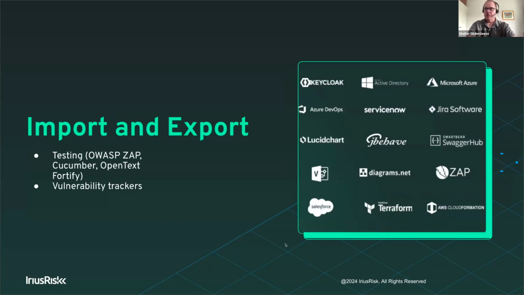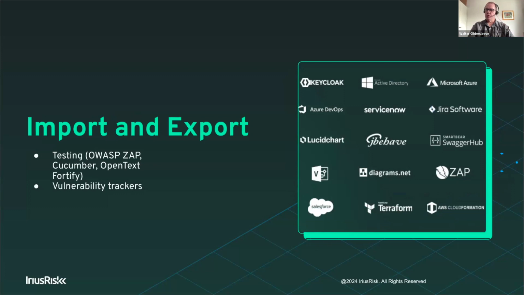So the next aspect that we'd like to talk about are different ways to integrate with other security tools. So, for instance, we have basically two different ways we could look at this. The first part is the automated testing tools, like Zap or Cucumber or all that. And the other one is vulnerability tracking.